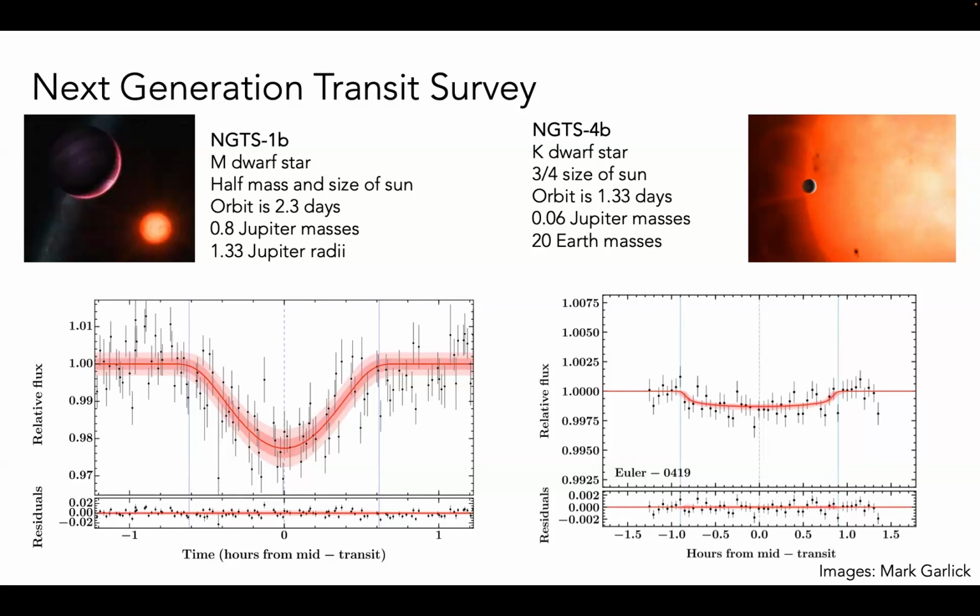NGTS 4b is very much at the other end of the scale. It's a 20 Earth mass planet around a K dwarf. It has this incredibly shallow transit, and I think, certainly when we published the paper, this was the most precise ground-based transit that had ever been done.